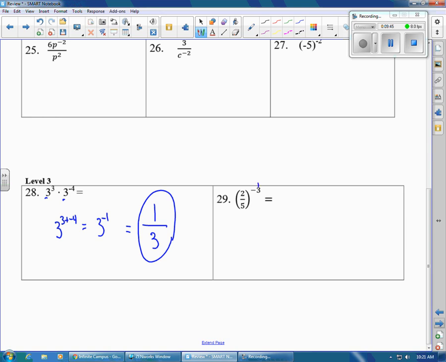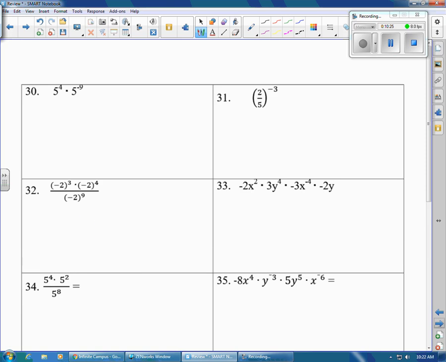29, I'm going to apply my negative exponent. So it's going to be 2 to the negative 3rd power over 5 to the negative 3rd power, but I can't leave them negative. Remember when I talked about the elevator scenario? If my negative exponent is on the first floor already, it's going to go down into the basement. If it's in the basement, it's going to go up to the first floor. So my 5 is going to go up to the first floor, and my exponent becomes positive. My 2 is going to go down to the basement, and my exponent is positive. So they just flip. It's the reciprocal.